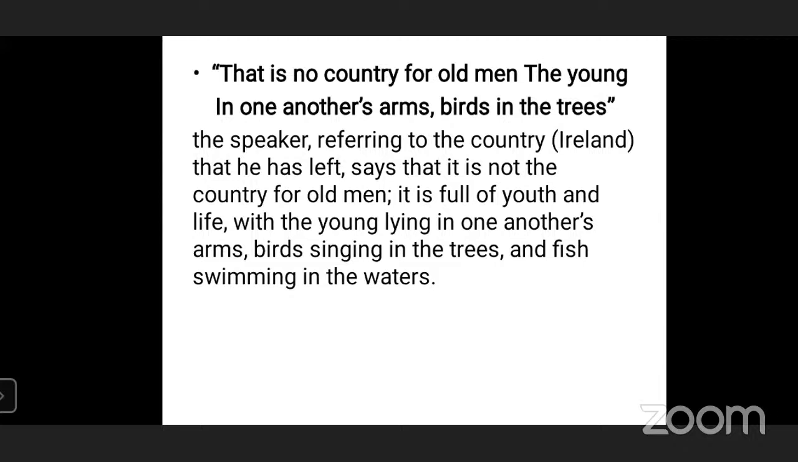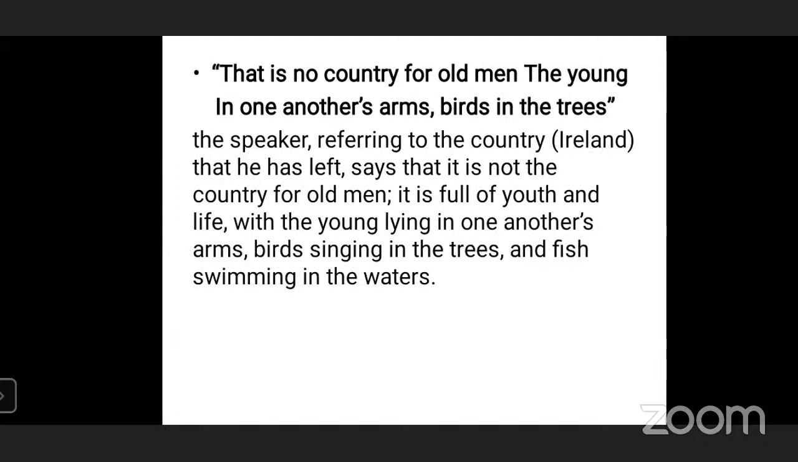With the young lying in one another's arms, birds singing in the trees and fish swimming in the waters. Okay, so he's talking about his own country, that this country is not for me because I'm old enough. That country is for the kids, for the animals, those who are chirping, those who are singing. This country is for the youths, those who live their lives leaning against someone's arms.